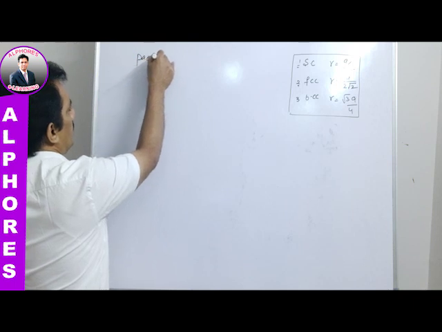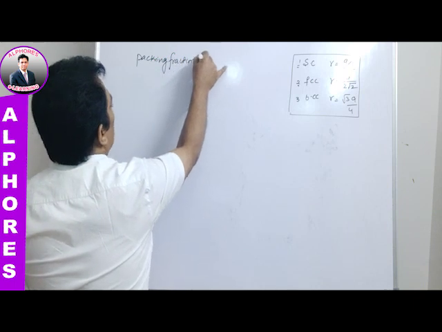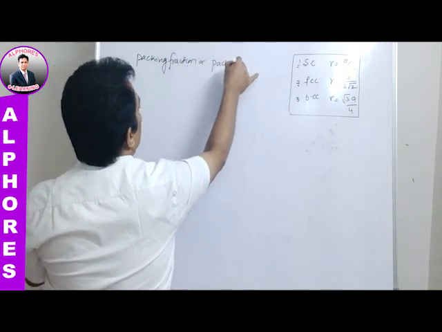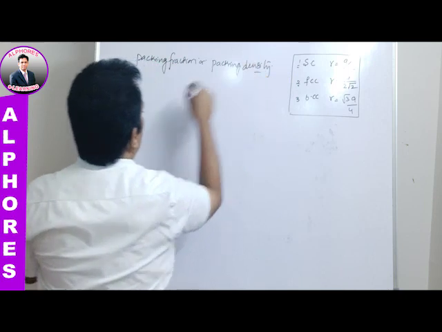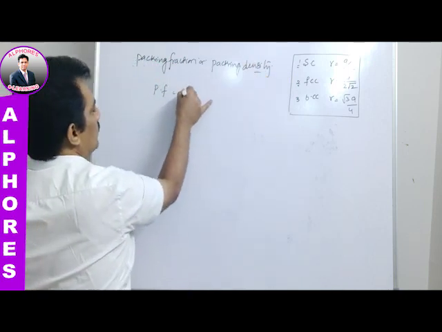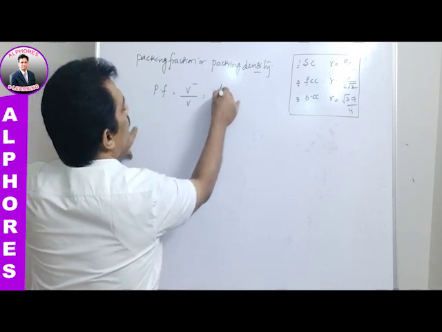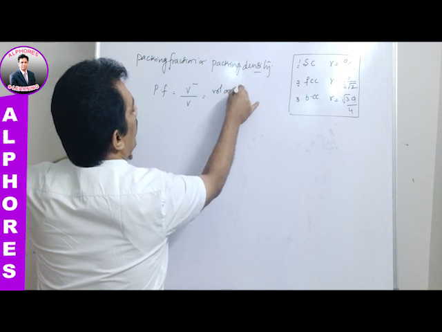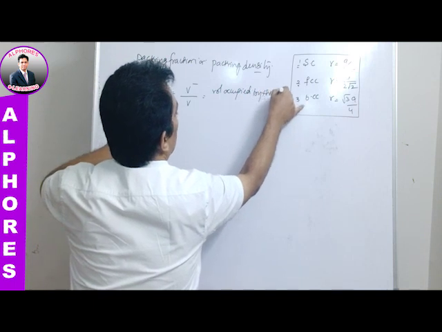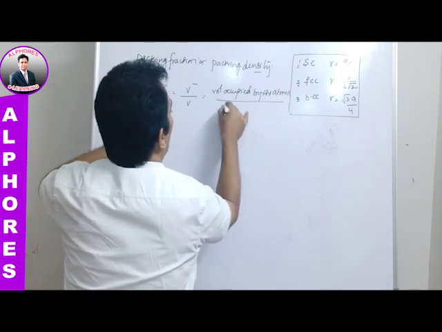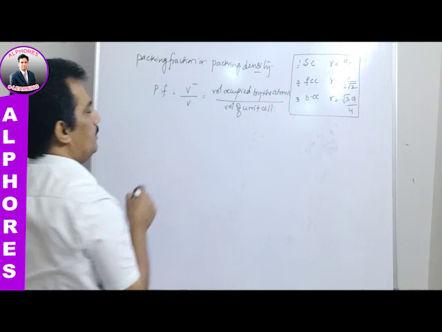Packing fraction, also known as packing density, is given as packing fraction equals V bar by V. Here V bar is nothing but the volume occupied by the atoms in the unit cell, divided by the volume of the unit cell. This is nothing but the packing fraction.